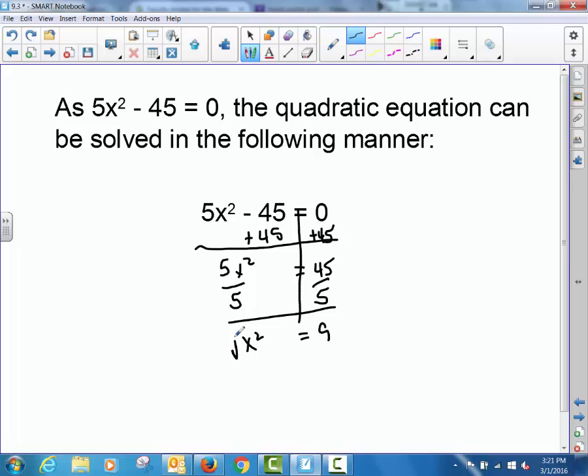Then we take the square root of both sides, and that leaves us with x equals plus or minus 3. Because remember, the square root of a number can be positive or negative, because positive 3 times positive 3 gives you 9, and negative 3 times negative 3 also gives you positive 9. So we have two answers for this quadratic equation. It would be x equals 3 and x equals negative 3.